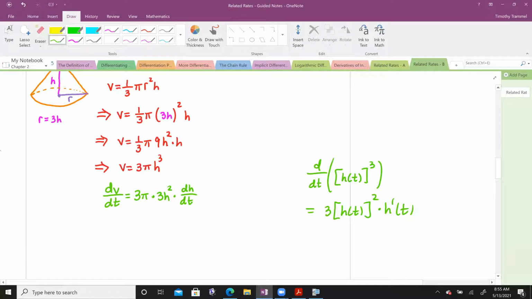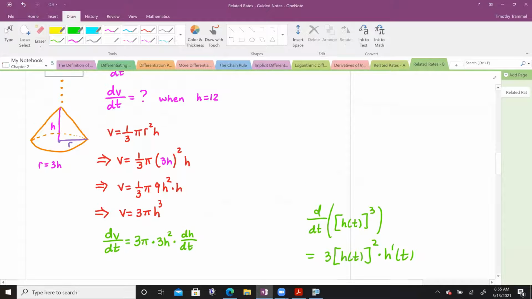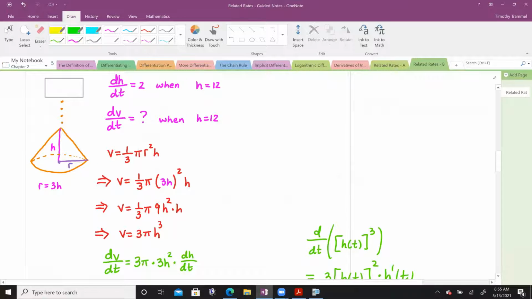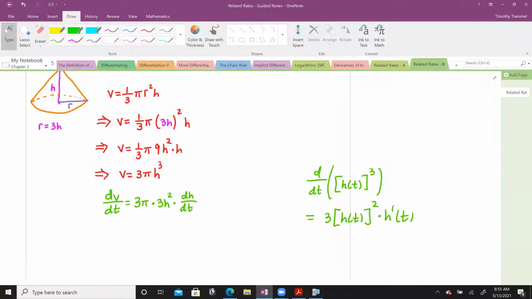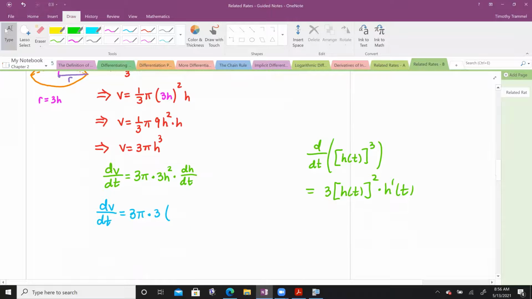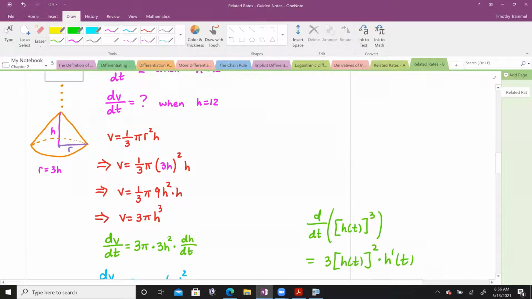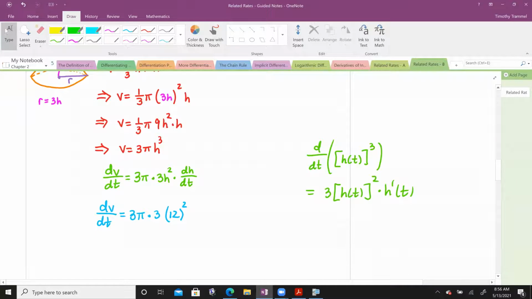I think we can just start plugging in what we know. See what we got up here. We have dh/dt is 2 and h is 12. So dV/dt is equal to 3 pi times 3. H was, again, 12. And dh/dt, let's move up and see it again. dh/dt is 2. So this product is actually going to be our answer here.